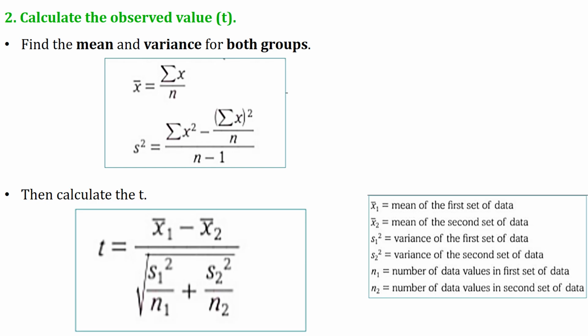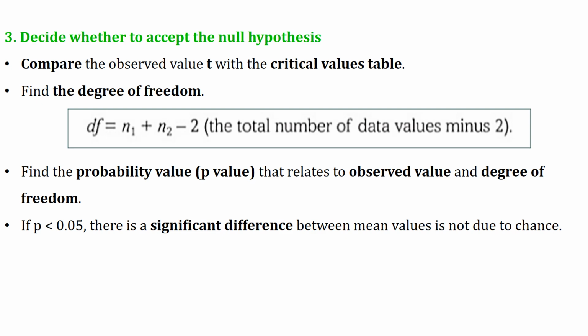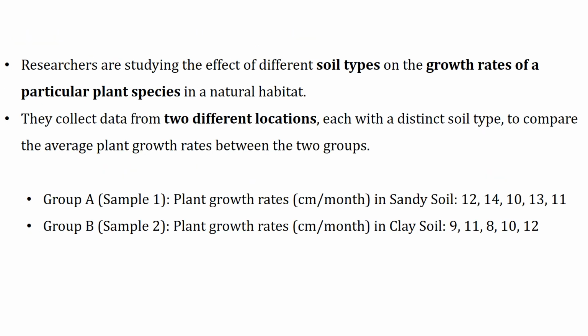Calculating the t-value. You will need the mean and variance of both groups, then plug into the formula to find the t-value. Compare the t-value with the critical value using the degrees of freedom and p-value. If p is less than 0.05, the result is significant. Reject the null. Here's a real-world study comparing plant growth in sandy versus clay soil. Do different soil types affect plant growth? Let's apply the t-test.